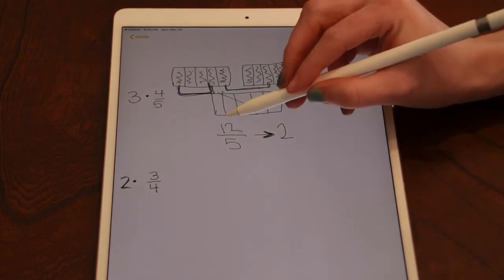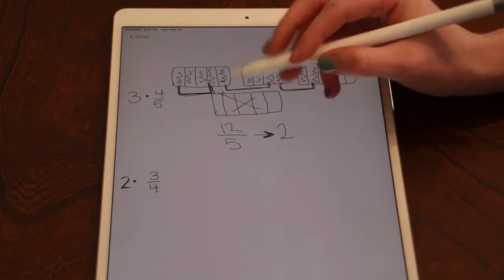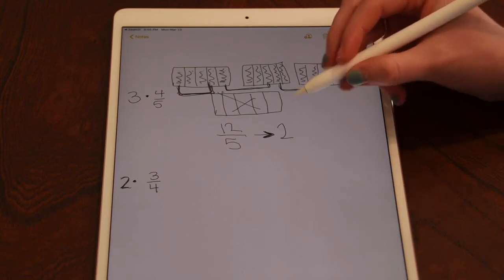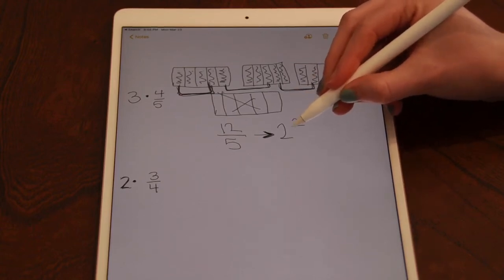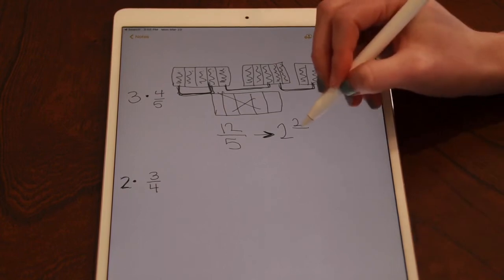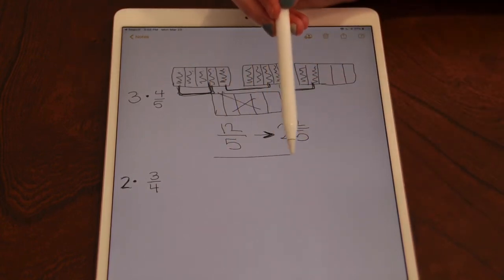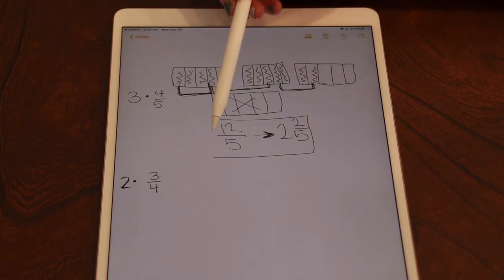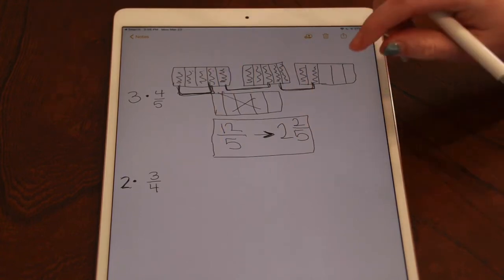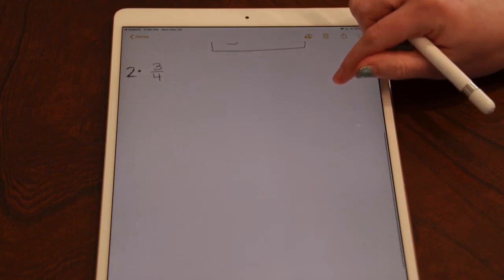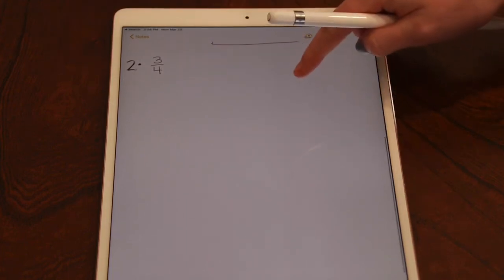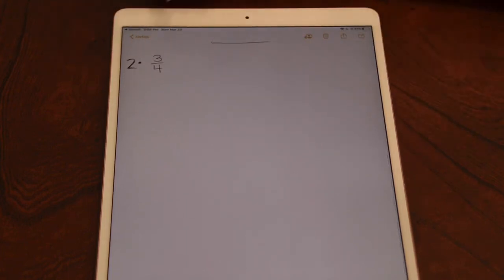And now I have to see what the difference between 12 and 10 is. So I do 12 minus 10, and I get 2 left over, which becomes my numerator, and my denominator will stay 5. So my answer would have been 12 fifths or 2 and 2 fifths. Okay, the last one. I have 2 times 3 fourths.